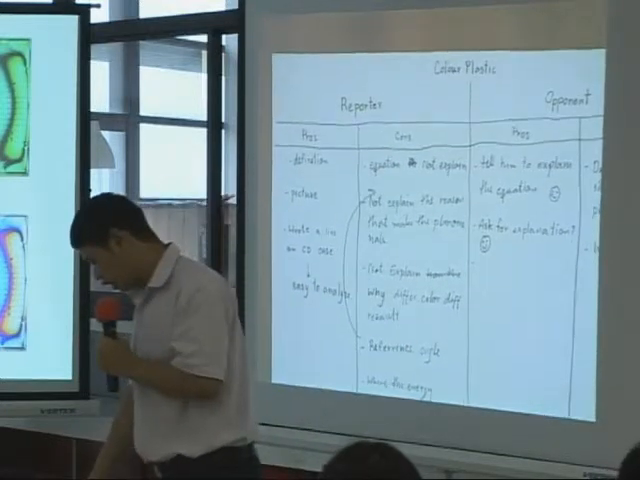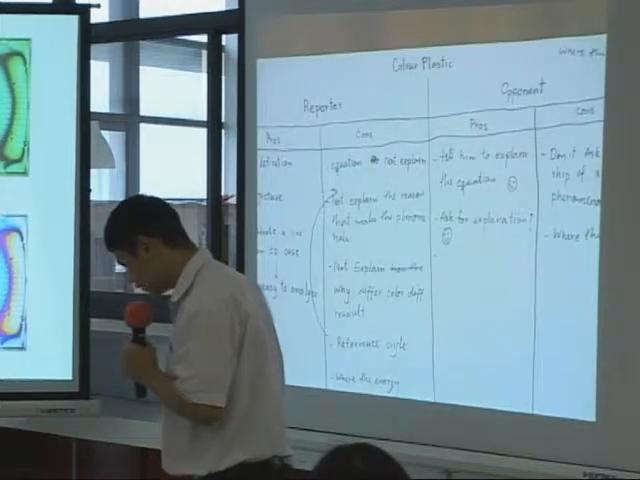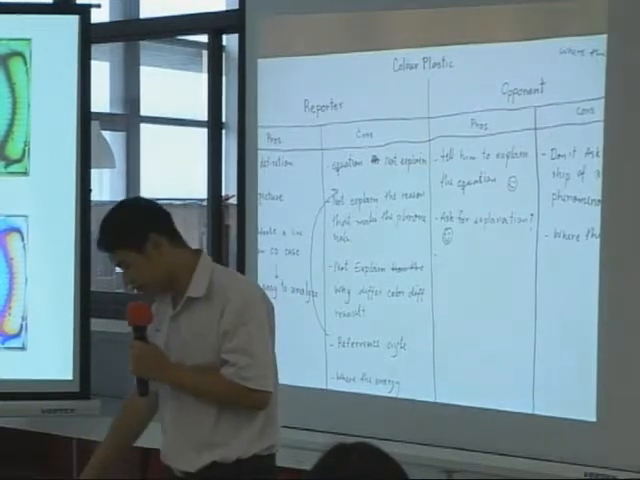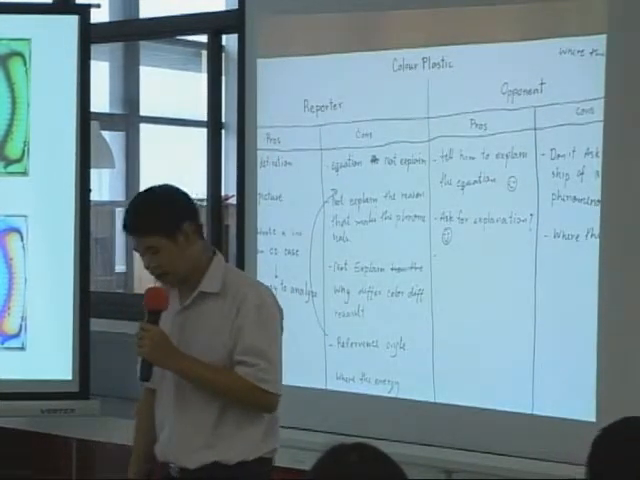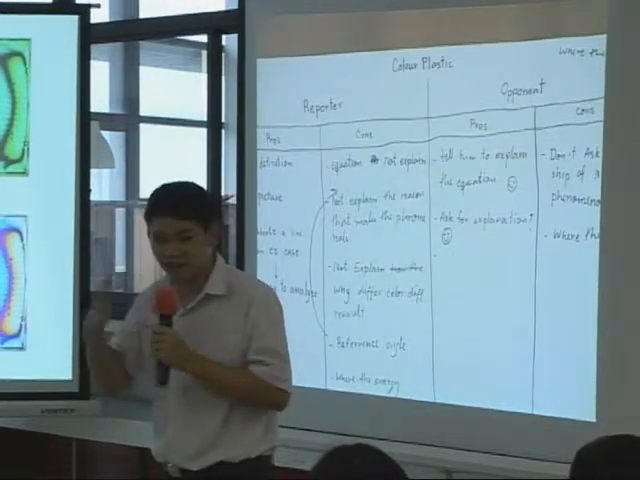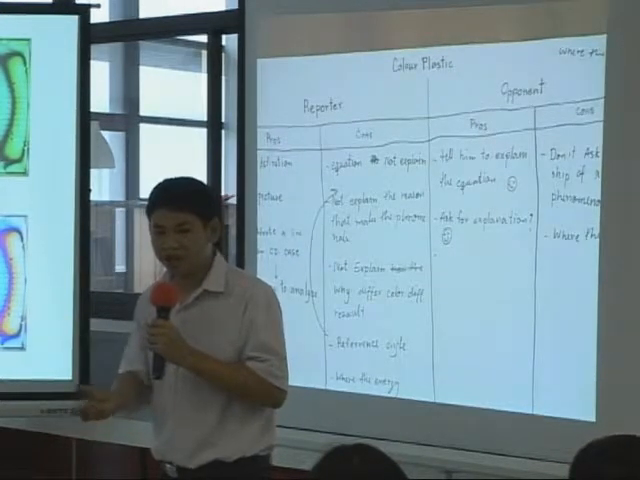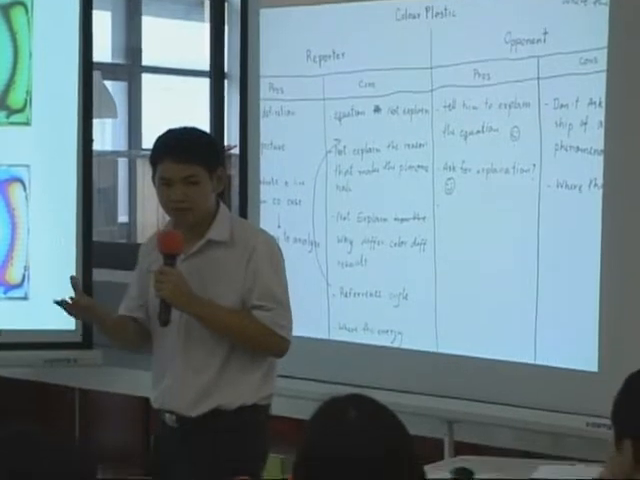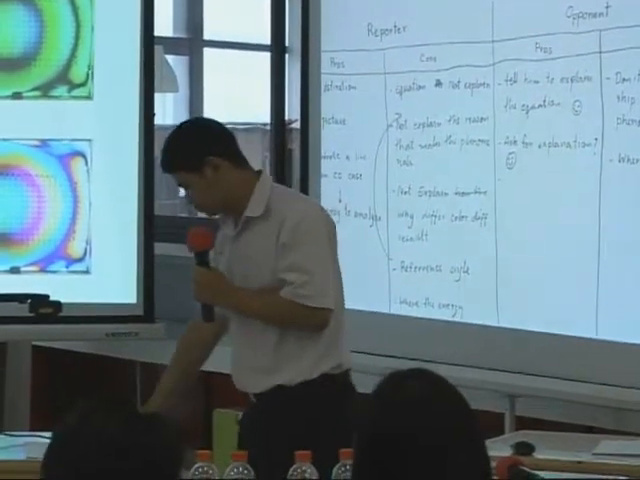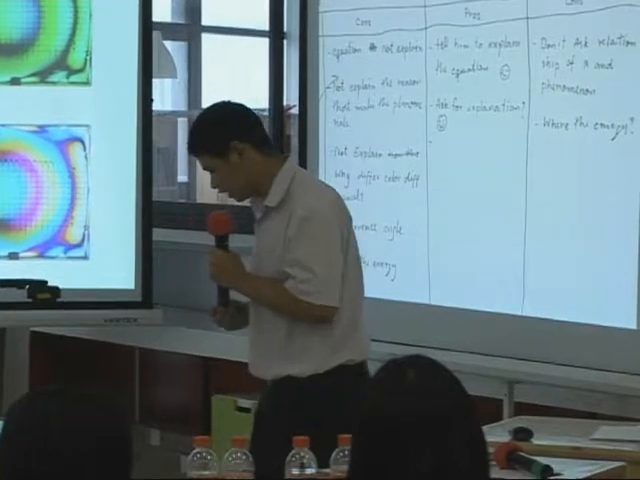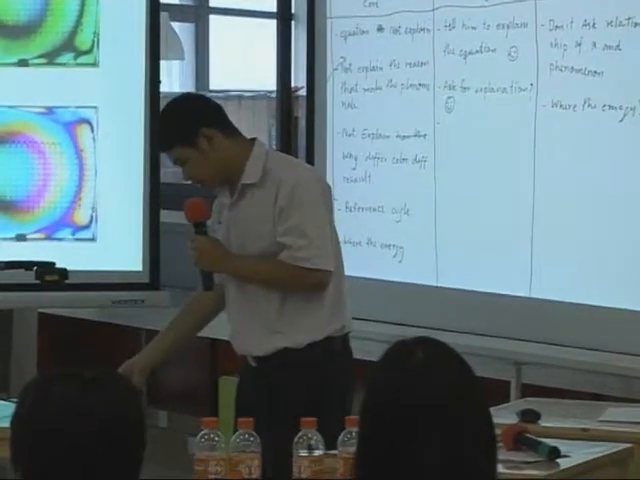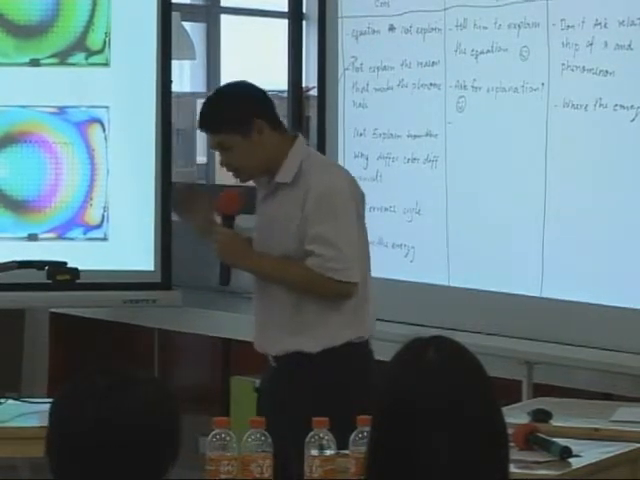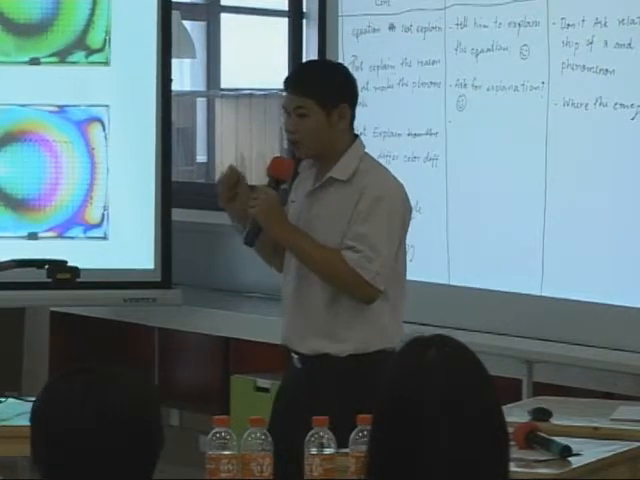But for the opponent, I agree with him too. He asked him to explain the equation and asked for an explanation of the phenomenon, how the wavelength or theta has effects on the phenomenon. But he just didn't ask about the relationship. No, but he didn't ask where the energy is.